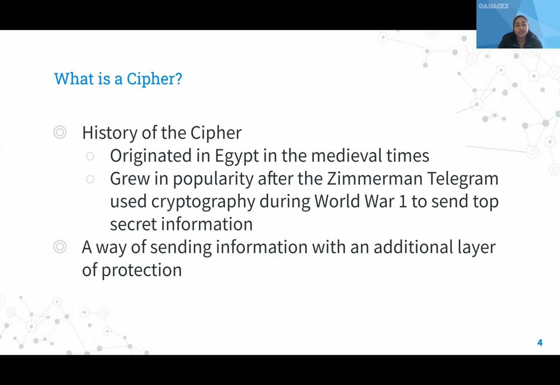So the cipher originated in Egypt in the medieval times, and after World War I, when the Zimmerman telegram used cryptography, it really blew up and became super popular, and was used to send classified top secret information. And basically what a cipher does is it provides an additional layer of protection.